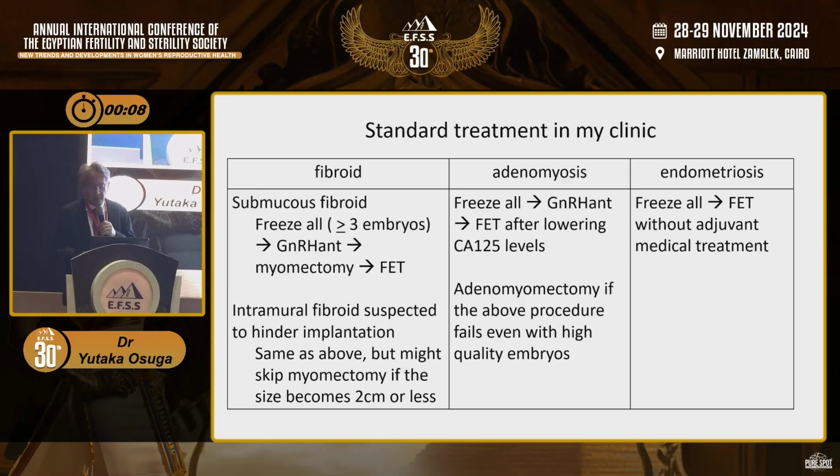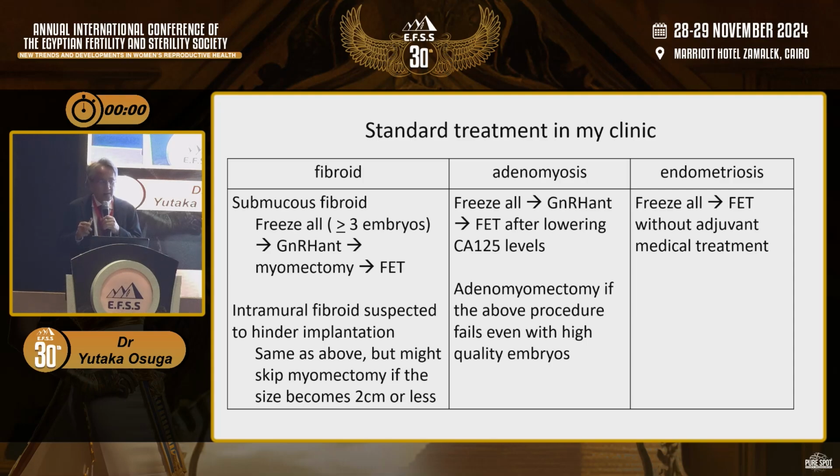On this premise, for submucous fibroid, we first obtain 3 or more frozen embryos, as I said, followed by GnRH antagonist, myomectomy, then embryo transfer. For large intramural fibroid suspected to affect fertility, we use the same treatment but skip myomectomy when the size of the fibroid becomes 2 centimeters or less during GnRH antagonist treatment. And for adenomyosis, we use GnRH antagonist before ET.